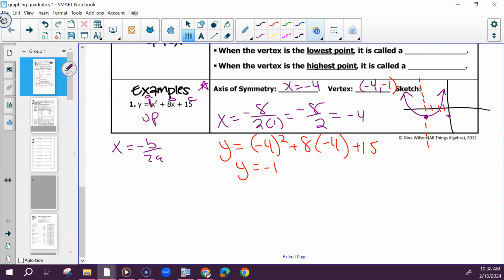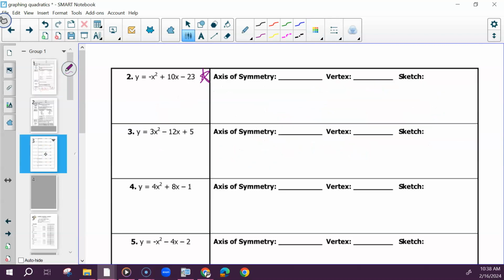Let's do the next one. I'm going to go ahead and label my A, my B, and my C, and I'm going to rewrite that equation so I'm not flipping back and forth. X equals negative B over 2A. Our A value is negative, so which direction is the U going to face? Down. I'm writing that for later.